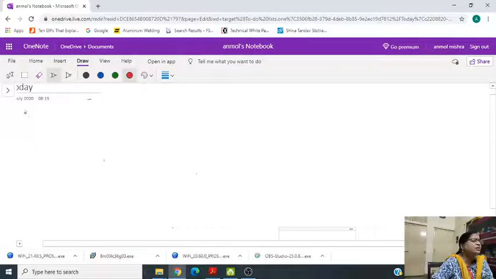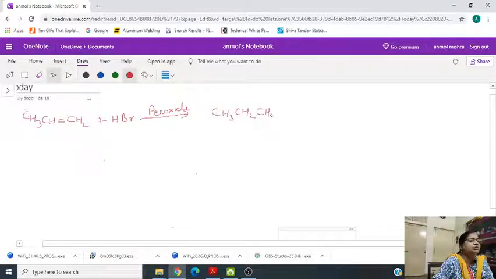CH3 CH2 plus HBr in the presence of peroxide, that is benzoyl peroxide. It forms CH3, CH2, CH2, Br.